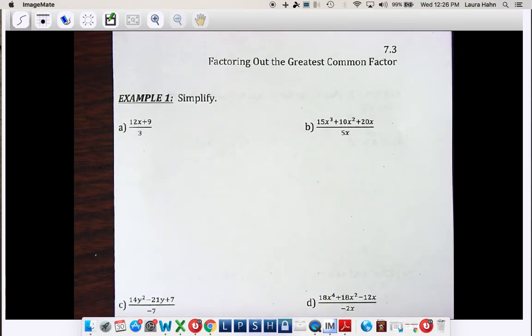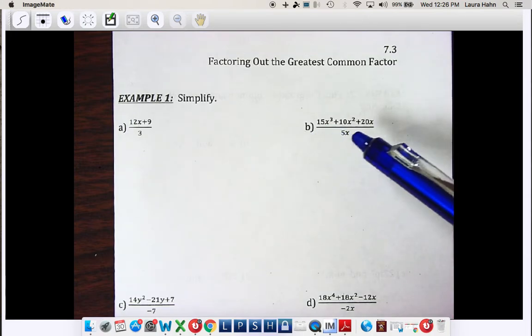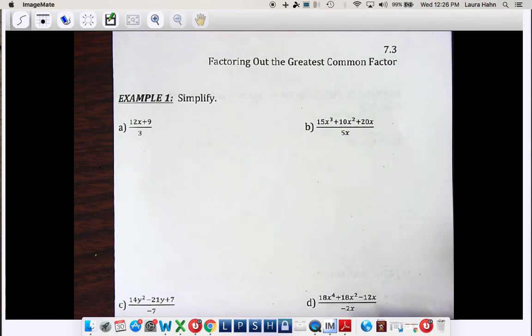First, we're just going to practice simplifying a few of these. I'm not going to do all of them. Whatever I do not do, you are going to do on your own before you come to class. But on this first page, on example 1, I'm going to do B and then D. So you are responsible for A and C.